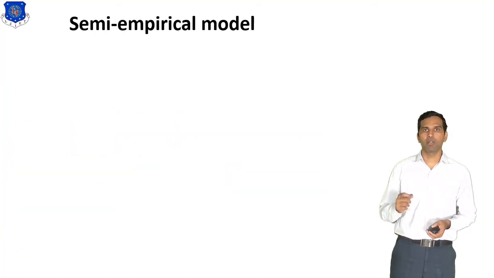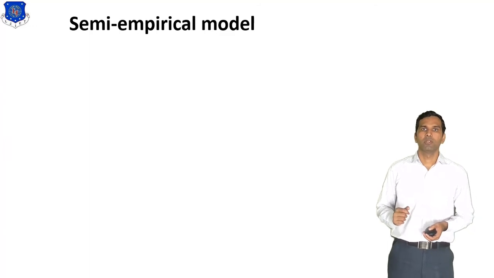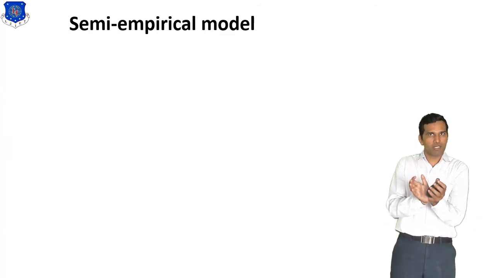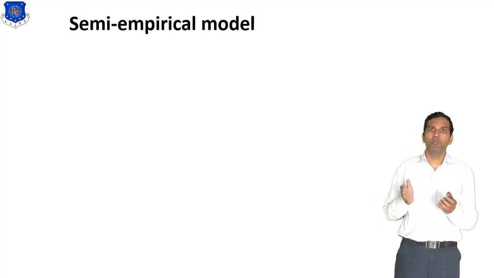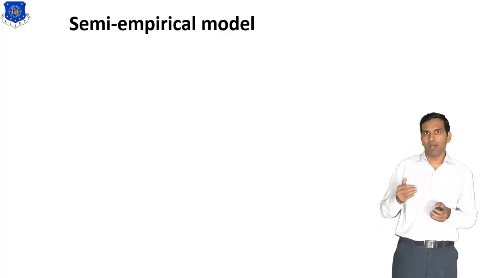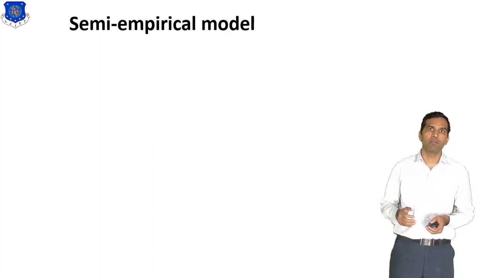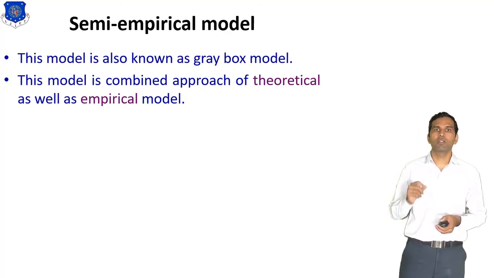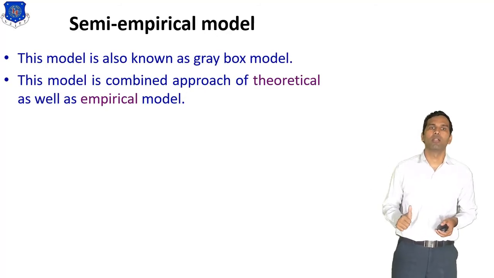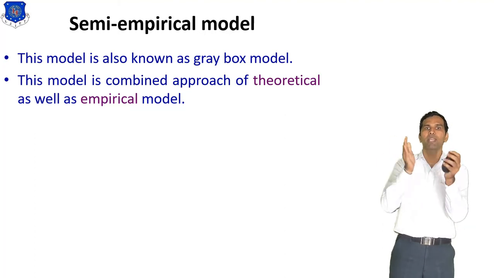Now we discuss the third type, the semi-empirical model. After reading this name, you can understand semi-empirical. That means this is a combination of the white box model and black box model, that is, the theoretical model and empirical model. This model is also known as the grey box model. This model is a combined approach of the theoretical as well as the empirical model.